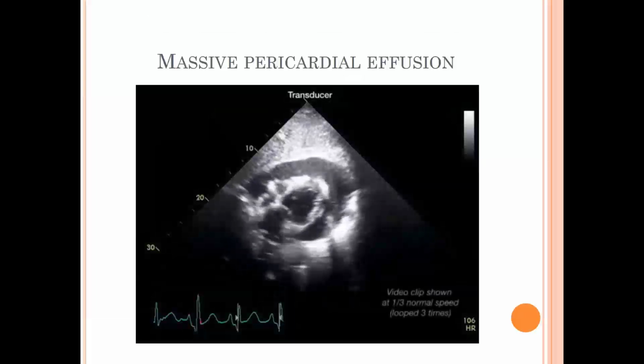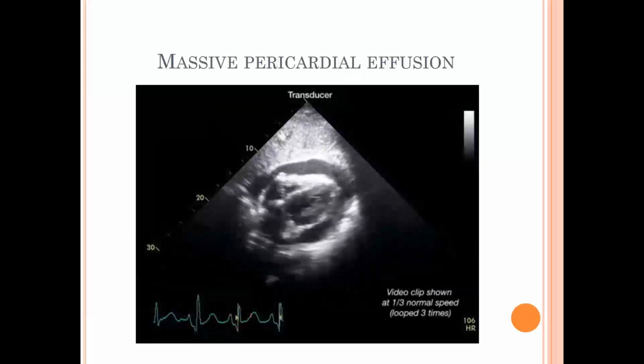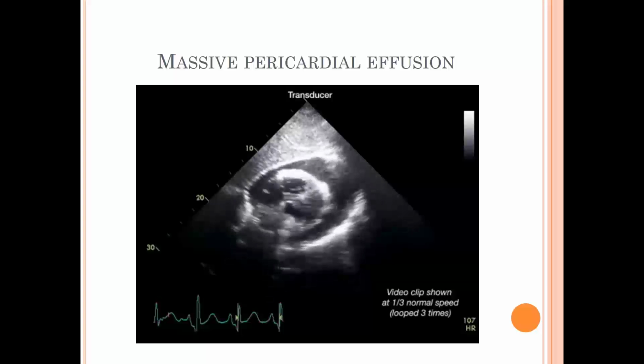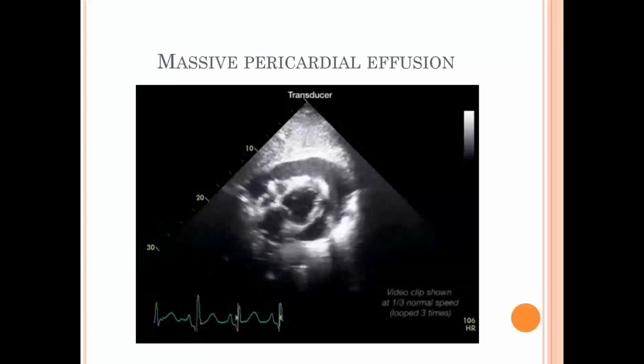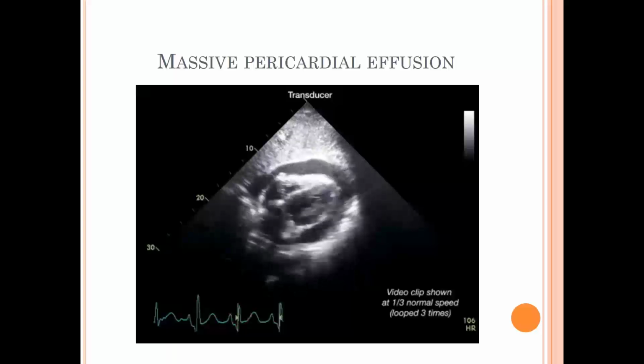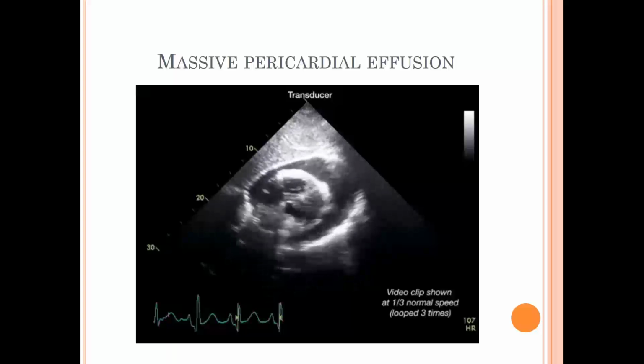This is a case of massive pericardial effusion surrounding all the cardiac chambers. This occurred post-viral infection, and as you can see, there is a right ventricular and right atrial diastolic collapse.